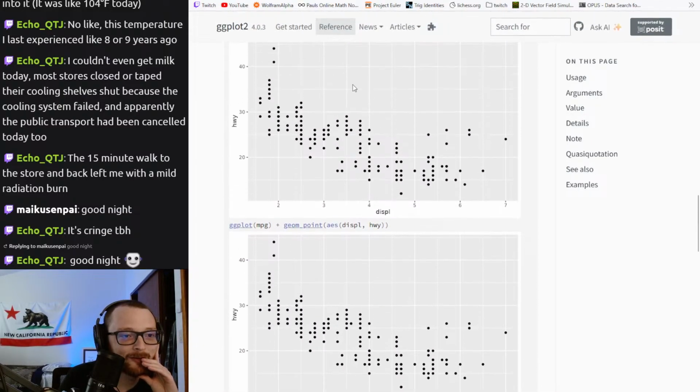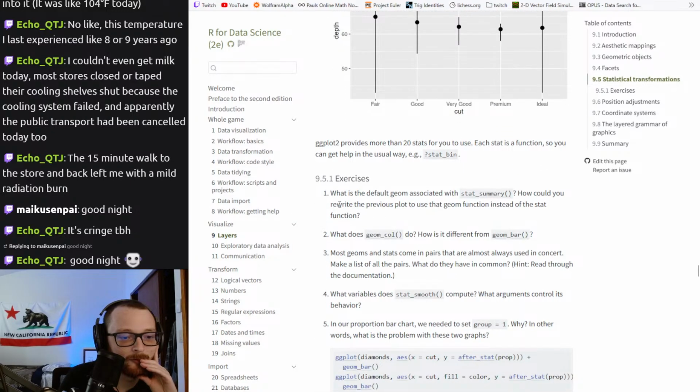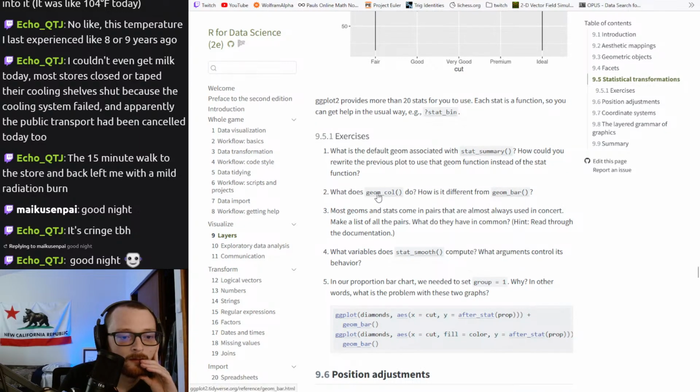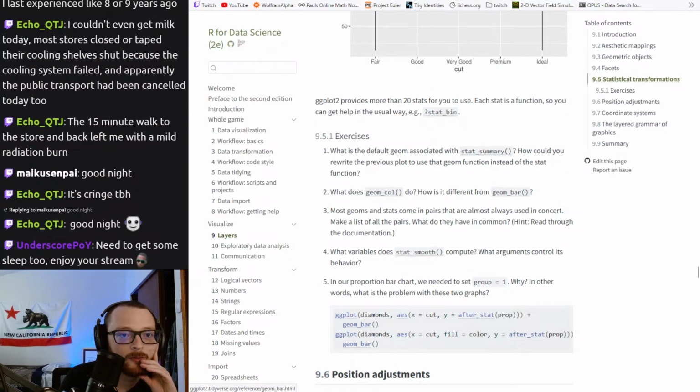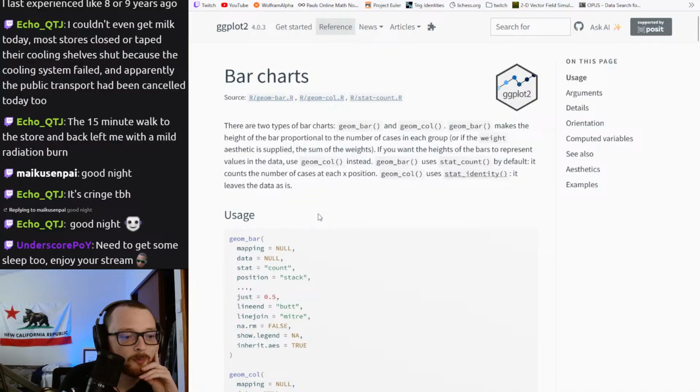I'm really sick of thinking about this problem. Maybe let's move on to number 2. I'm really annoyed why this isn't working how I wanted it to. What does geom_col do?